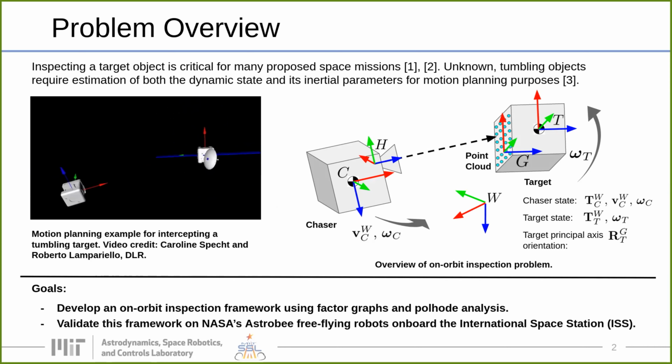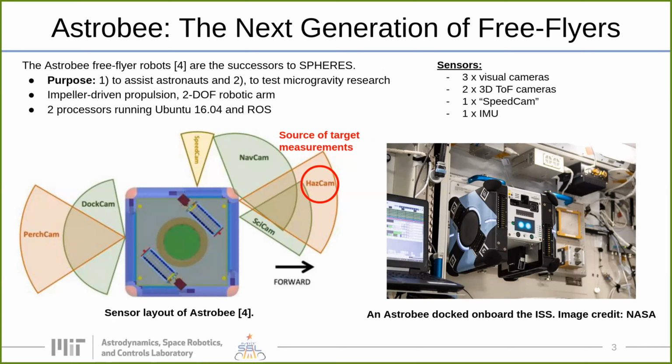So just another quick thing on Astro-B. This is developed by NASA over the past few years. They're the successors to the SPHERES microgravity research satellites, and their purpose is to assist astronauts and to test microgravity research. They have a lot of sensors on them. They run Ubuntu 16.04 and ROS as their software operating system. For our work, we're really interested in using their IMU and the HAZCAM, they call it, which is a point cloud camera, a time of flight camera.